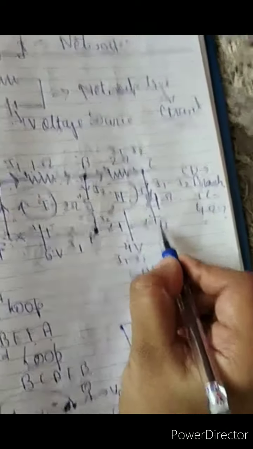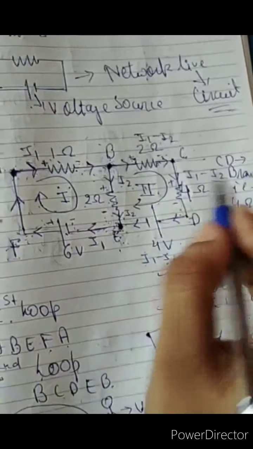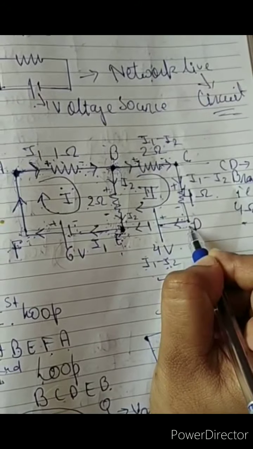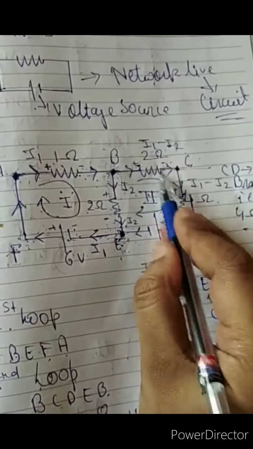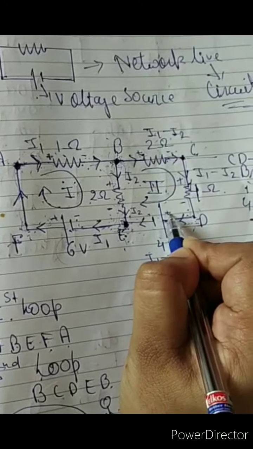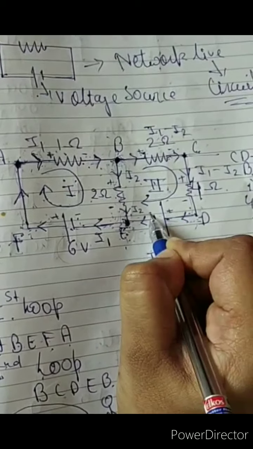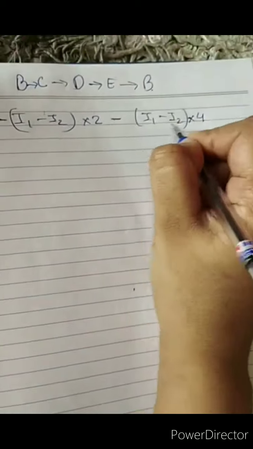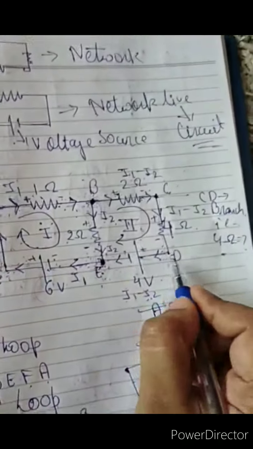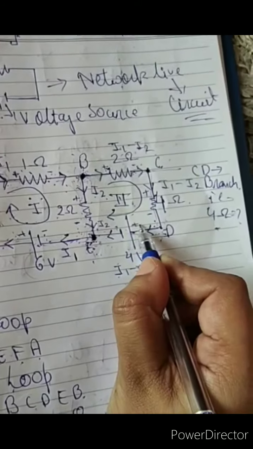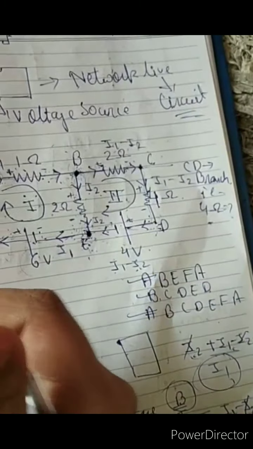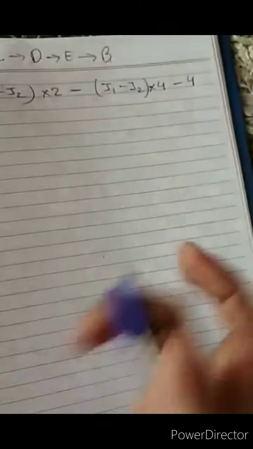Again, now come across this branch D to E. Look, my traversing direction is from D to E. So look, plus to minus. I am going from higher potential towards lower potential. So now my voltage is minus 4. Are you getting my point? From D to E, I am going from plus to minus, that is from higher to lower potential. It means I am going in the lower potential direction, so I will take the sign negative. So it will be minus 4 volts.